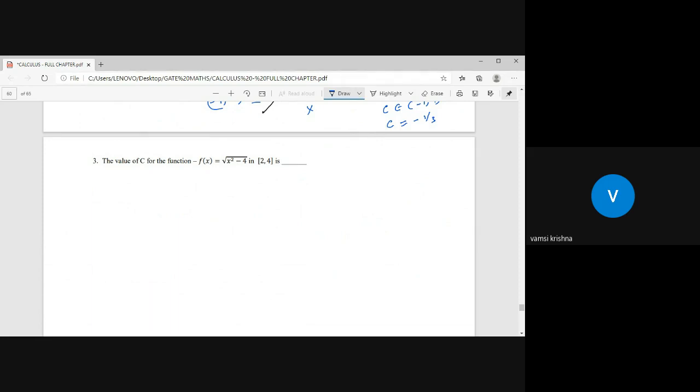Find the value of c for the function f of x equals root of x square minus 4 in the open interval 2 comma 4.